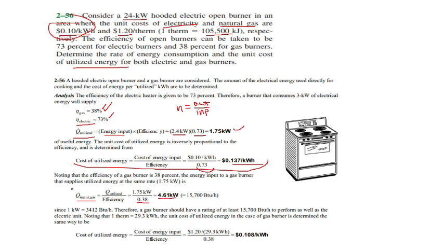Okay, so this is the rate of energy input, and the cost of utilized energy will be equal to the cost of energy input divided by the efficiency. So the energy input cost is $1.2, which is given here for gas, per therm. One therm is equal to 105,500 kilojoule. Convert this into kilowatt, divide it by the efficiency, and you will get this answer.